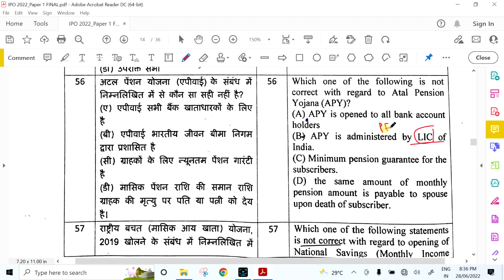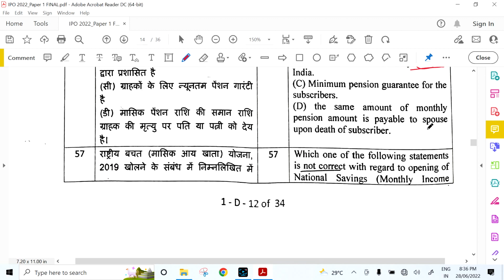APY is maintained by PFRDA. PFRDA means Pension Fund Regulatory Development Authority. For insurance we have IRDA, that is Insurance Regulatory Authority. Here for APY, Pension Fund Regulatory Development Authority is there. So the answer is B.